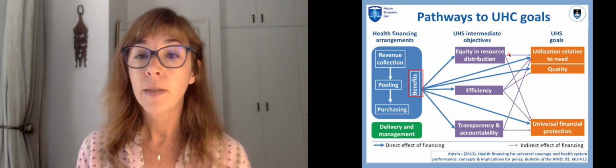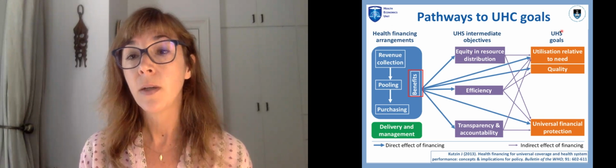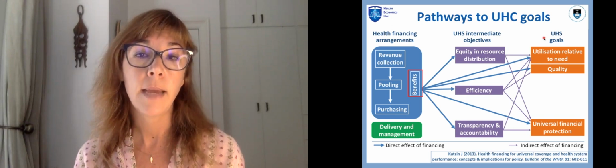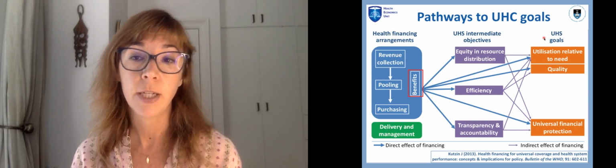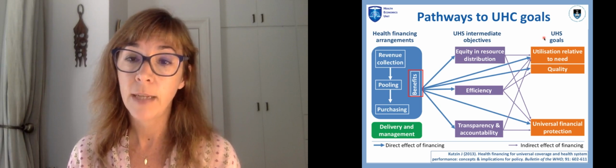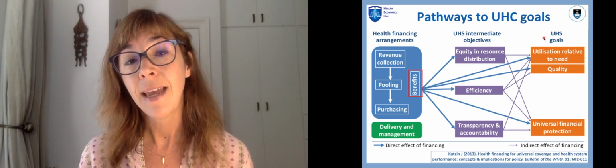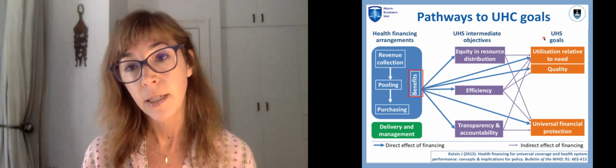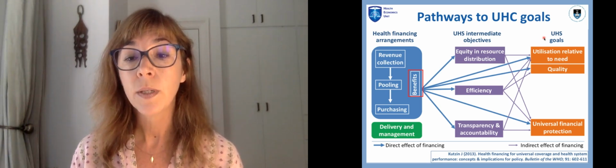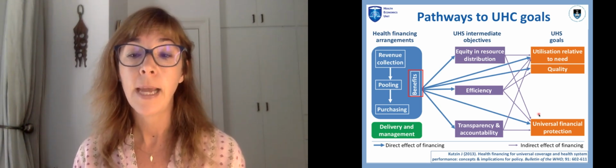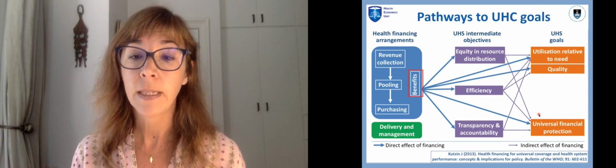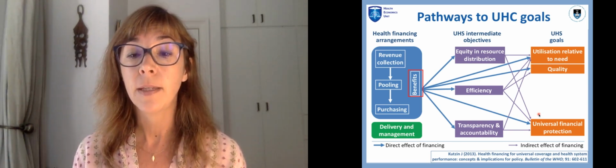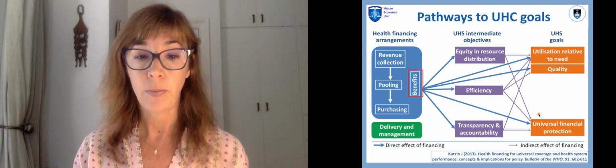And if all that goes well, then one achieves these goals, which basically are the same as what comes straight from the definition, which is utilization relative to need, of care that is of good enough quality to be effective, and also protection for the population from catastrophic spending, in other words, known as universal financial protection.